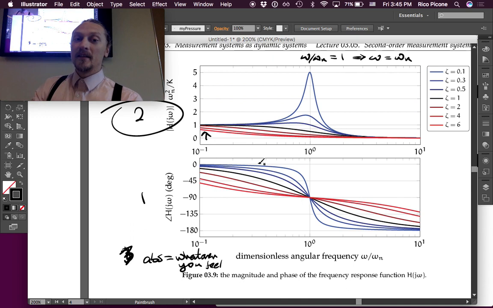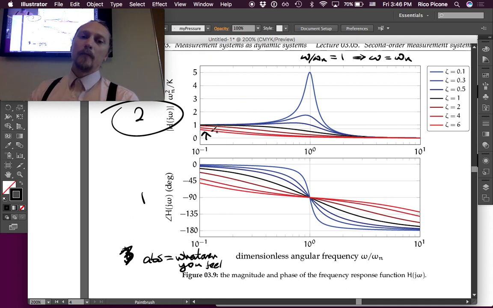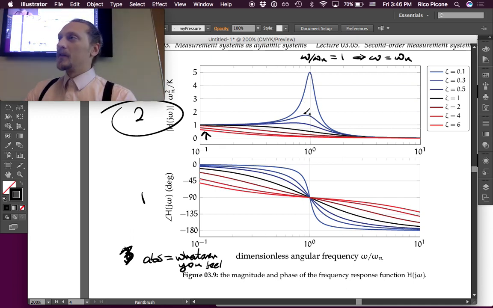It does end up going to 1, but that means that you have to go to very, very low frequencies before these high damping systems have a magnitude ratio of 1. Conversely, you don't want to go too low on the underdamped scale either, because then eventually you'll just hit that peak where it'll just explode. So you've got to watch out for the underdamped ones, because if you are ever measuring signals out here, you're going to have this amplification, which is not what you want either.